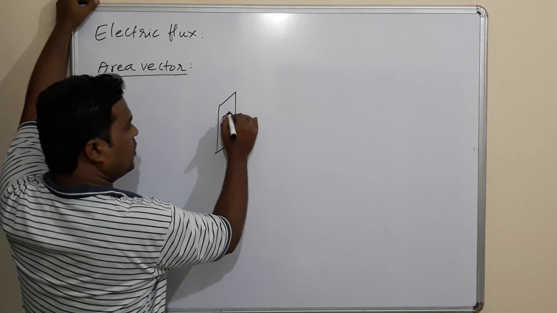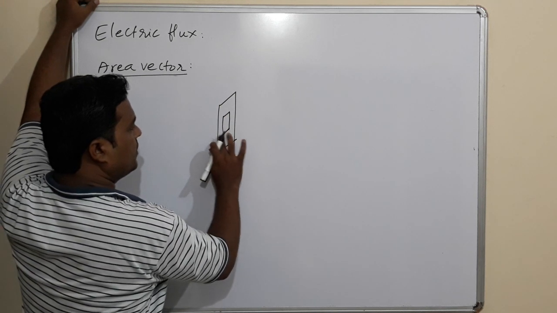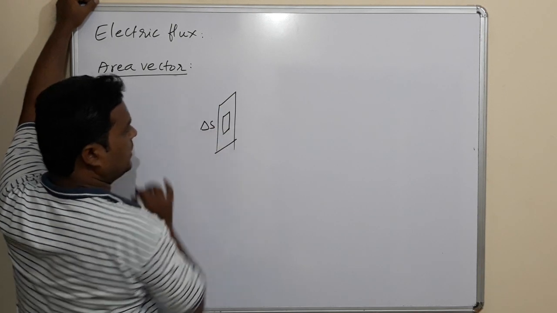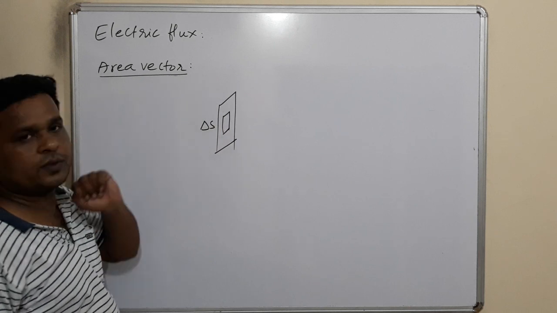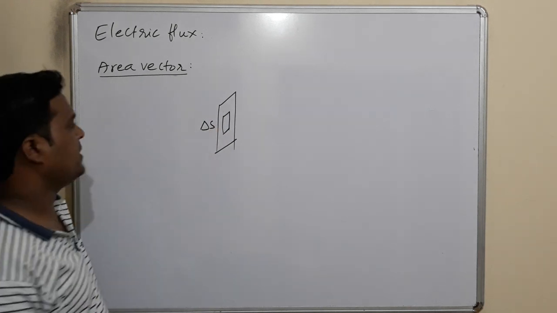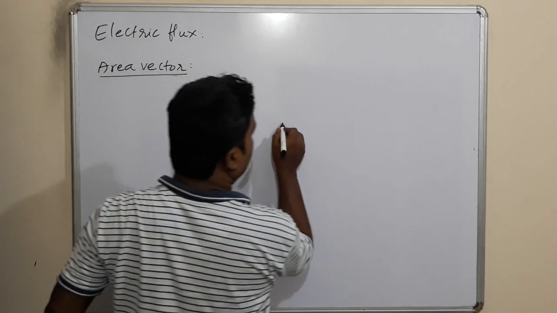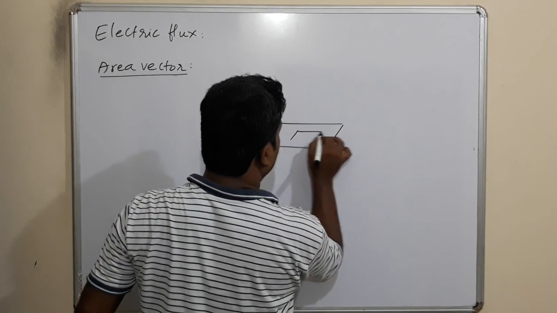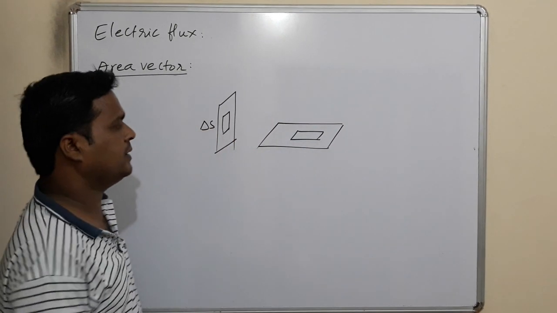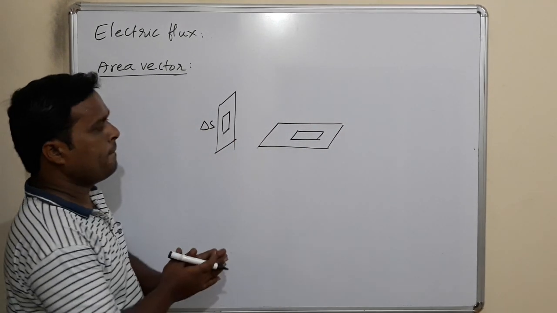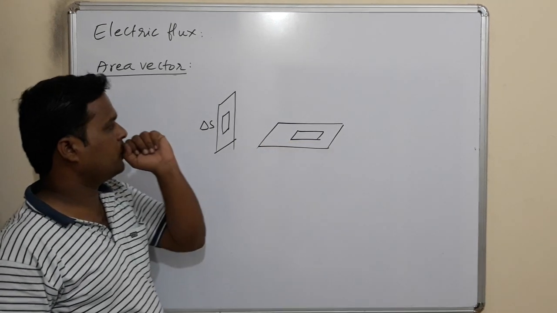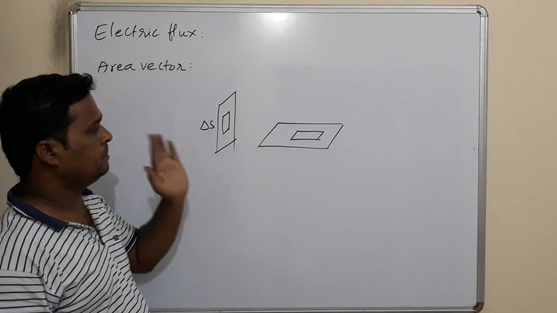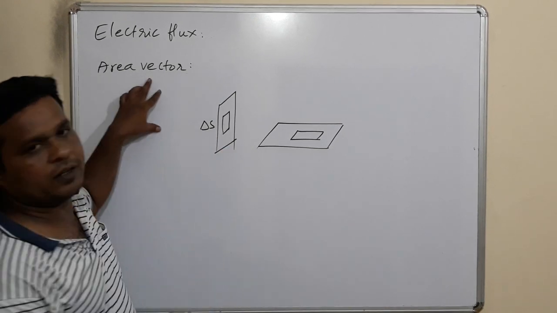If I consider a small portion of this area, let us take the area of this surface as delta S. Area of the whole surface is S. Or you can take it like this, a small portion of area I am considering. This is delta S. We conveniently choose a vector here, which is nothing but the area vector.